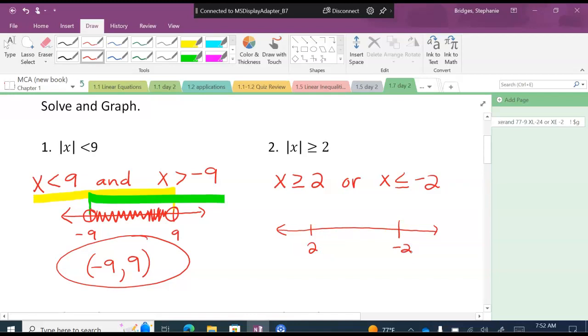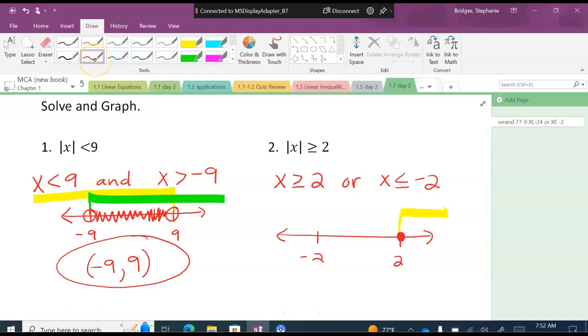The first one says I am greater than or equal to 2, so I'm going to close my circle. Greater than goes, it would help if I put my numbers in the right place, wouldn't it? Let me try that again. -2 goes on the left. Sorry about that, y'all. All right, so I'm greater than or equal to 2, so that is closed and going to the right. I am less than or equal to -2, which is closed and going to the left.